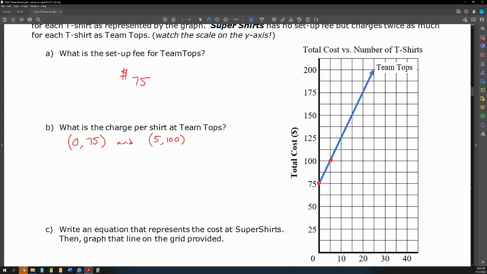So to find the slope, we're going to use our slope formula, m equals y2 minus y1 over x2 minus x1. So our y2 is going to be 100, our y1 is 75, our x2 is 5, and our x1 is 0. So evaluating this, we get 25 over 5, which is just 5. So this tells us that the cost per shirt is $5. $5 per shirt.